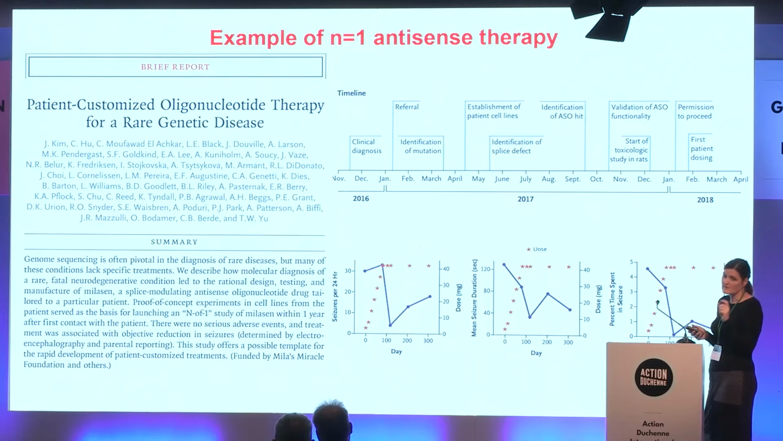So this antisense was developed for this girl. It's not for Duchenne. It was for a disease called Batten's disease, which results in lots of seizures. You can see the timeline up there on the right.